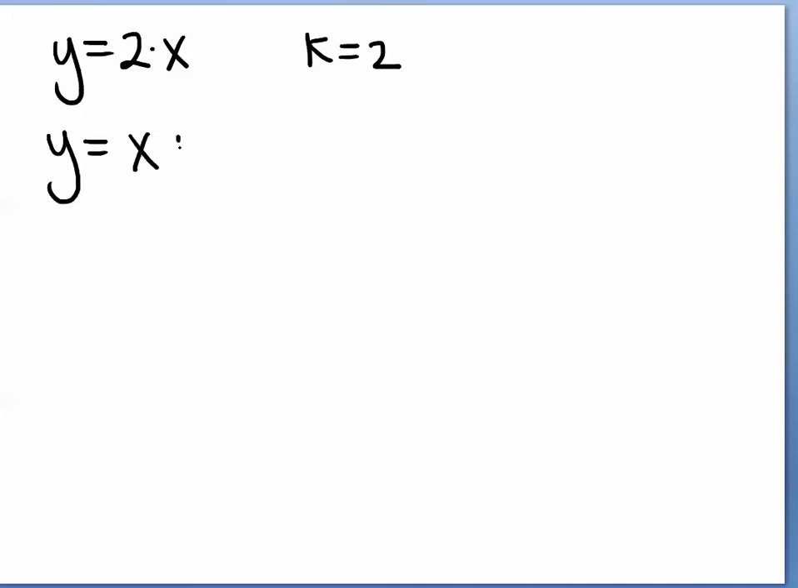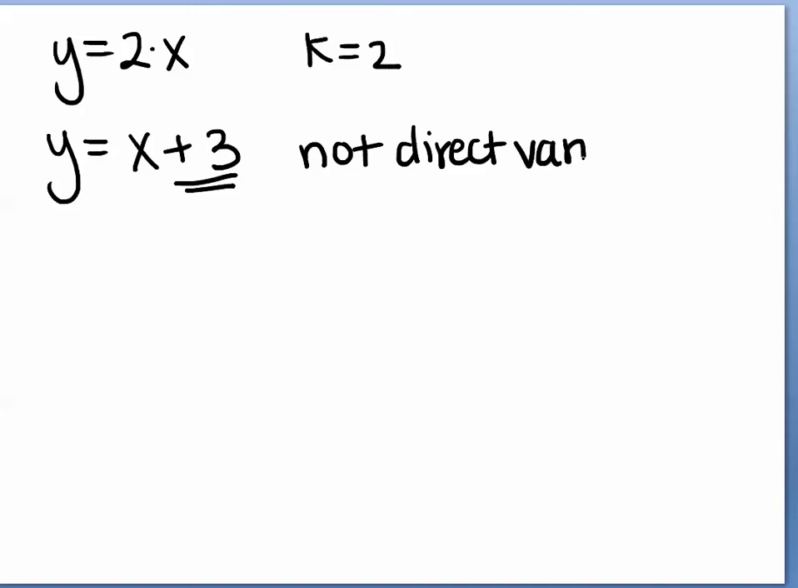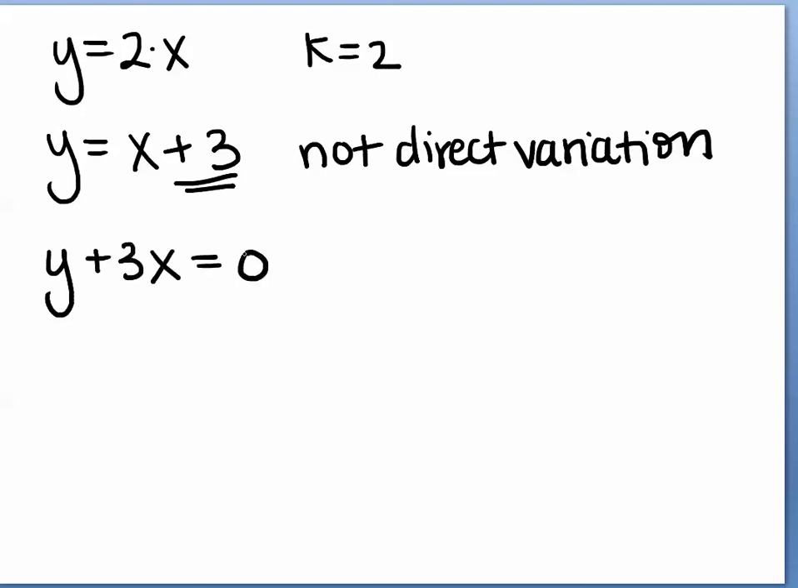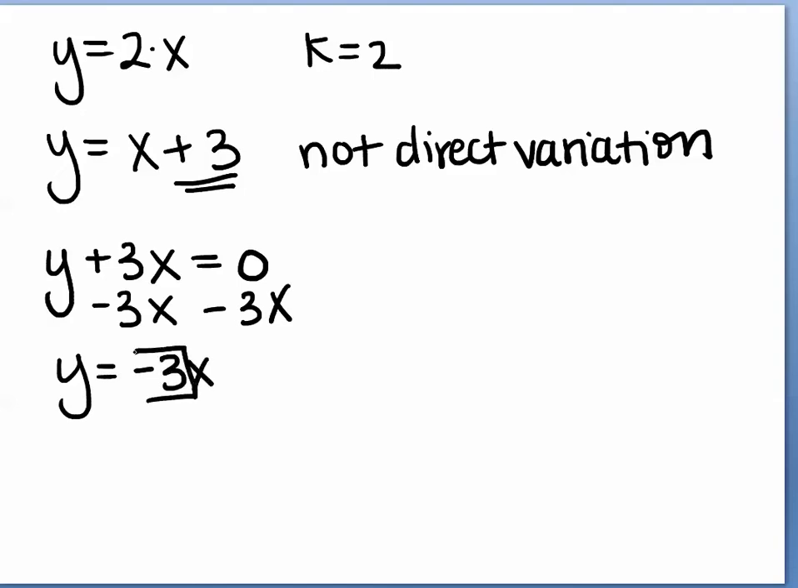Y is equal to x plus 3. If we're adding, that is not a direct variation. Let's say we have y plus 3x is equal to 0. Now this one's kind of tricky because I can move that 3x around by subtracting it to the other side. And then now I have y equals negative 3x, and now there is your k value. So k is equal to negative 3. So this is a direct variation. It's just we had to move things around a little bit first.